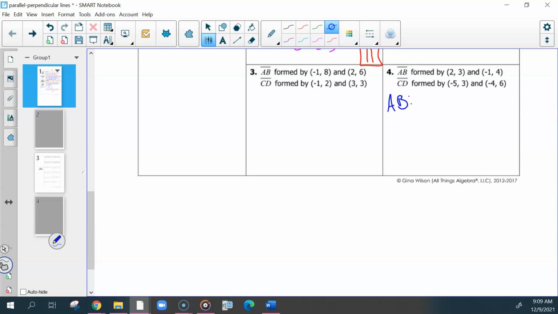Find the slope of AB. So that would give us 4 minus 3 over -1 minus 2. What would that slope be? Positive 1 over -3. So it'd be -1/3.